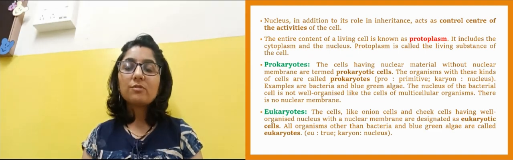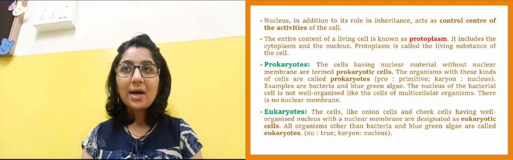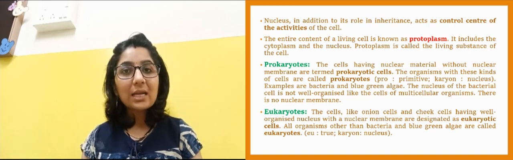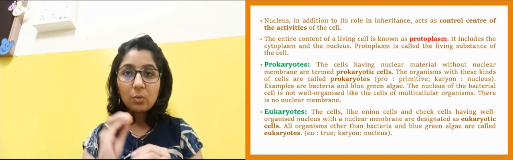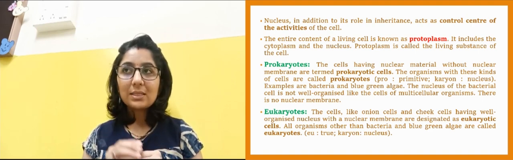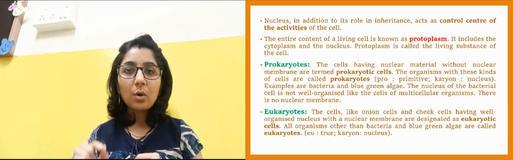In addition to passing characteristics from parent to offspring, the nucleus also has a very important role to perform. The nucleus acts as a control center of the activities of the cell. What activities are going on in the cell are all controlled by the nucleus, hence the nucleus is called the control center of the activities of the cell.